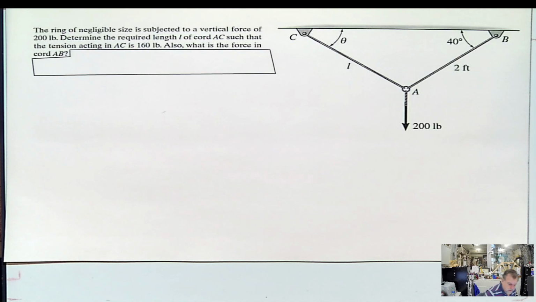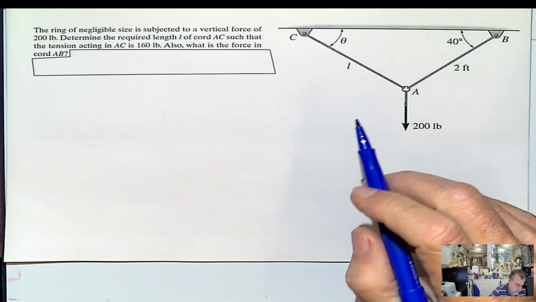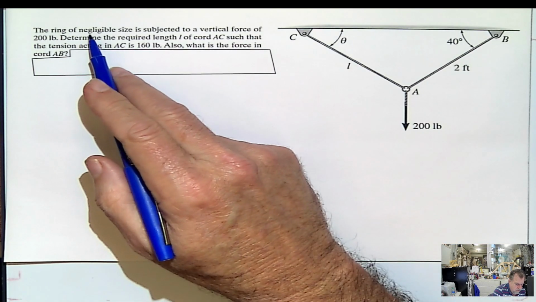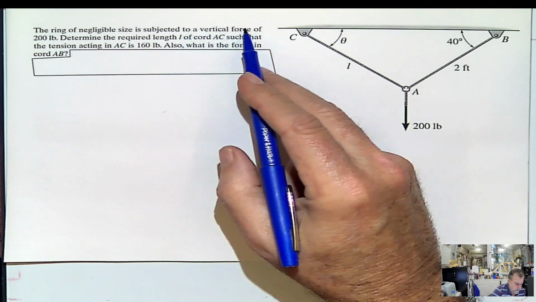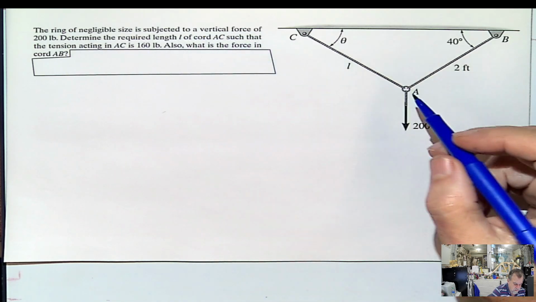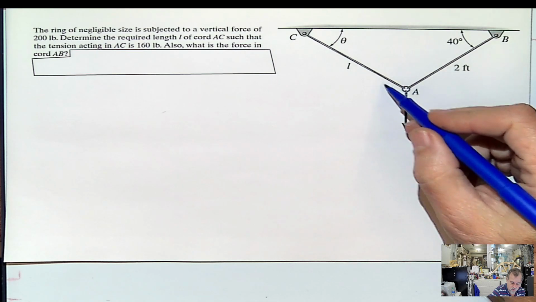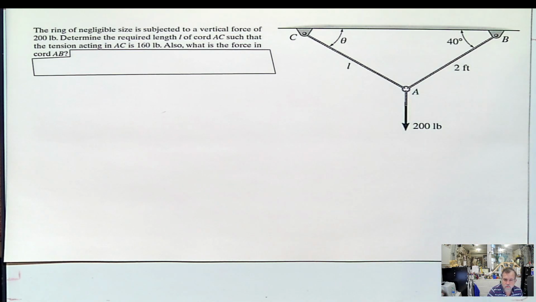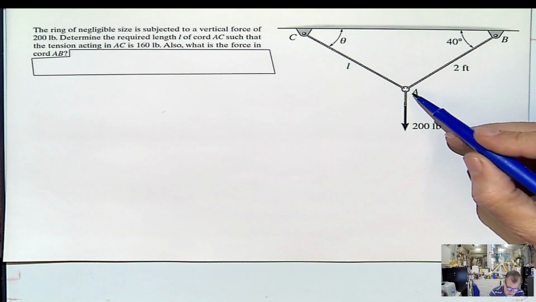Hello again, guys. So, another problem. The ring of negligible size is subject to vertical forces of 200 pounds, and these two tensions here. My question would be: why does the problem state that the ring is negligible in size?